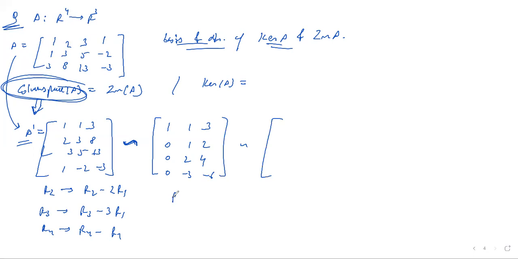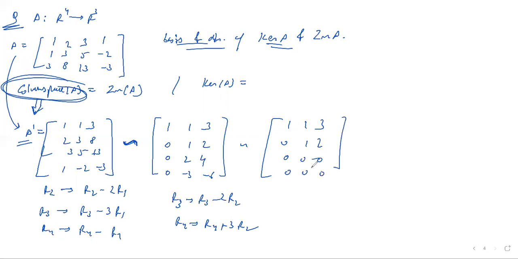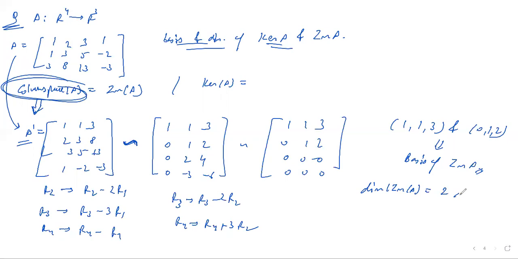Now apply another transformation: in R3 we apply R3 minus 2R2, and in R4 we apply R4 plus 3R2. This would give us 1 1 3, 0 1 2, and 0 0 0, 0 0 0. So from this I got that 1 1 3 and 0 1 2 are my corresponding basis of the image of A, and the dimension of the image of A is equal to 2.